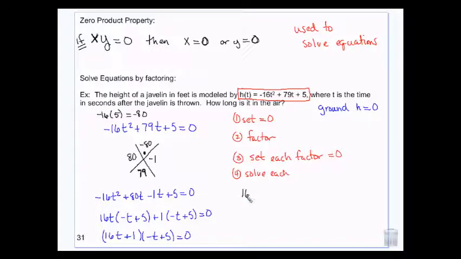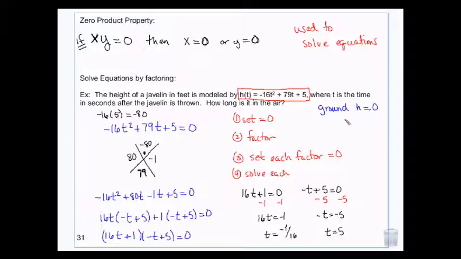So 16t plus 1 equals 0, and negative t plus 5 equals 0. So 16t equals negative 1, or t equals negative 1 over 16. And then when I come over here, I get negative t equals negative 5, or t equals 5.